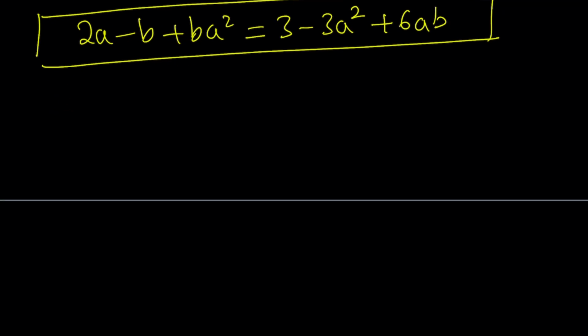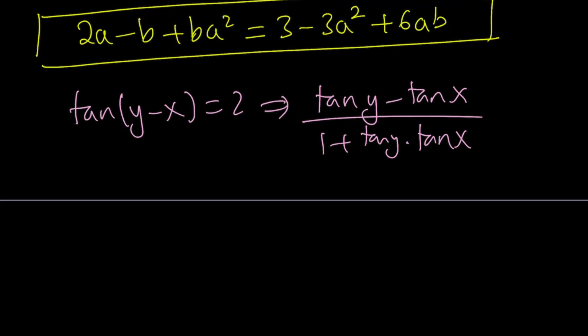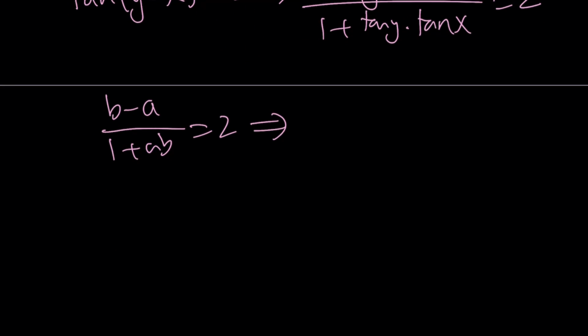So let me work on the other equation. The other equation was tangent(y minus x) equals 2. If you expand this, you're going to get tangent y minus tangent x divided by 1 plus tangent y times tangent x equals 2. Now remember, tangent y equals b, and so you're going to get b minus a over 1 plus ab equals 2, and this is a little easier than the other equation. Let's cross multiply here. b minus a is equal to 2 plus 2ab.